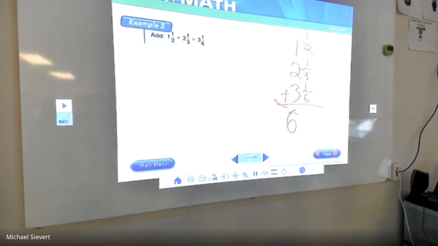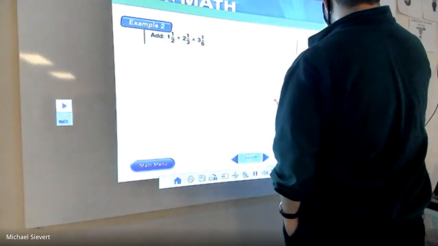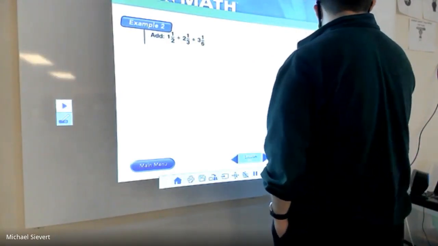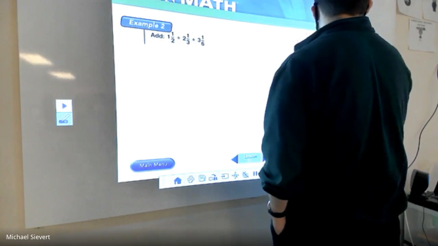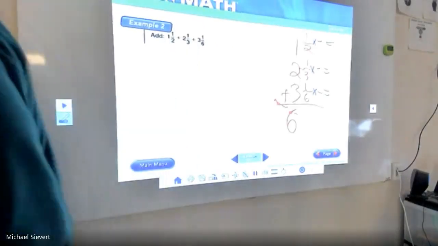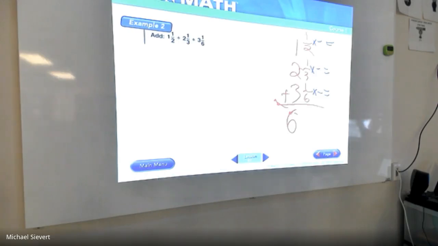Now, we got to change each of these into a fraction with a common denominator. What would their least common multiple be for 2, 3, and 6? So you multiply down the line, this is what it would be. Jamarion? Not 1, because the 1's not a multiple.